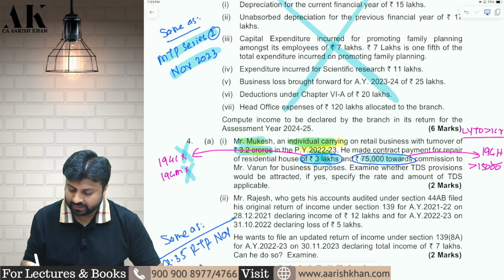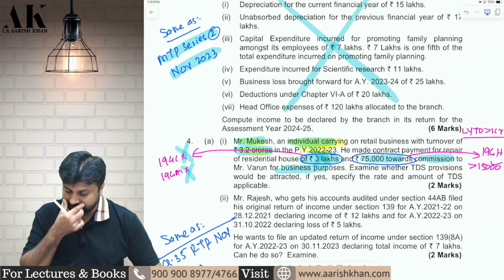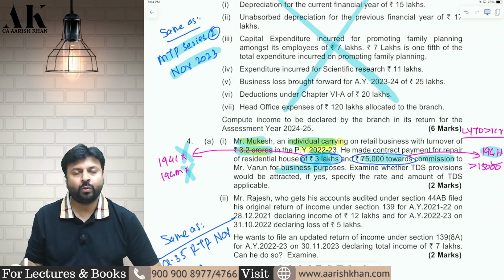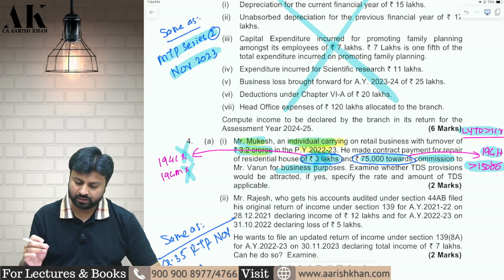Second, you are paying 75,000 rupees commission for business purpose. Yes, 194H will apply. Why? Because my last year turnover is more than 1 crore and I'm paying a commission of more than 15,000 rupees. Therefore, I'm liable to deduct TDS at 5% on the entire amount.